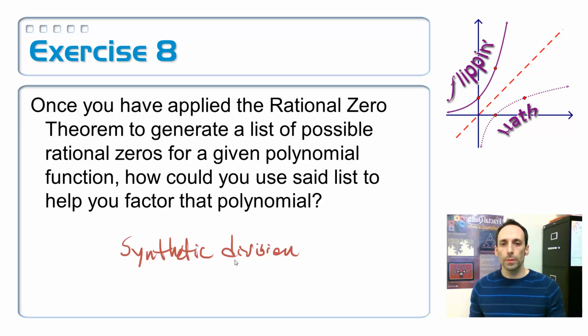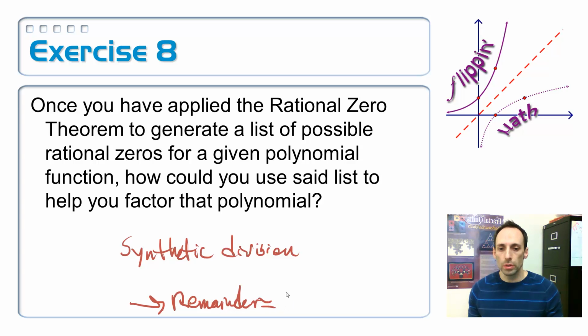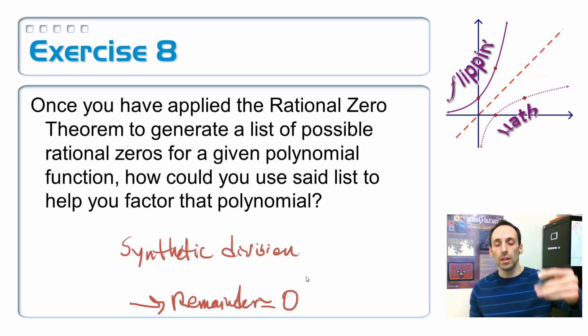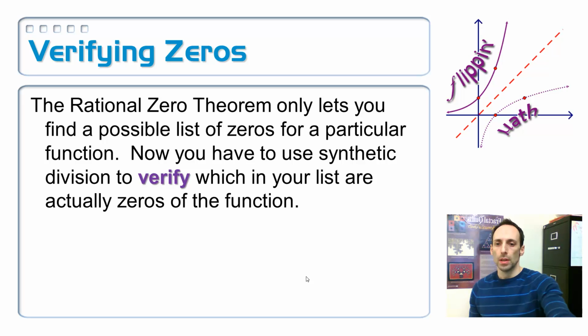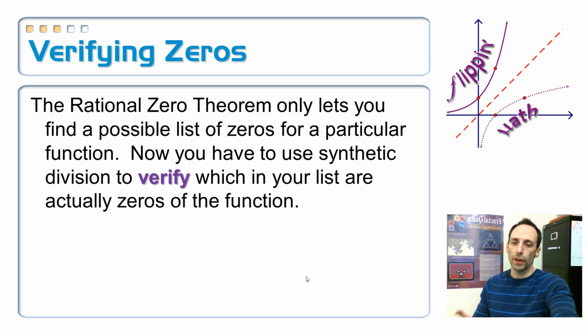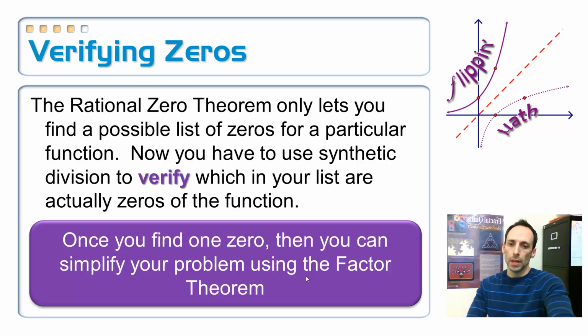And what do I want from synthetic division? I want the remainder to equal 0. Because when it does, it's a 0 of the function, and that's a factor. So that's exactly what this is saying. This last one, verifying these zeros, we're going to verify if it is a 0 from that list that we came up with using synthetic division. And then you're going to use the factor theorem after you've gotten one factor to help you factor the rest of it. So that's all the theory behind this objective.